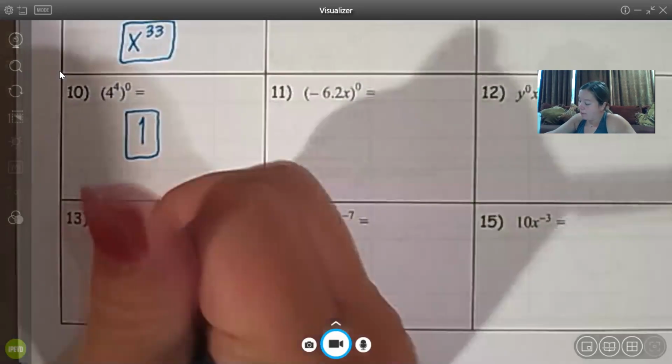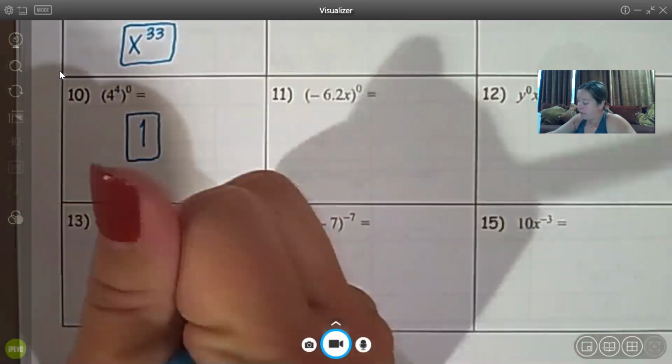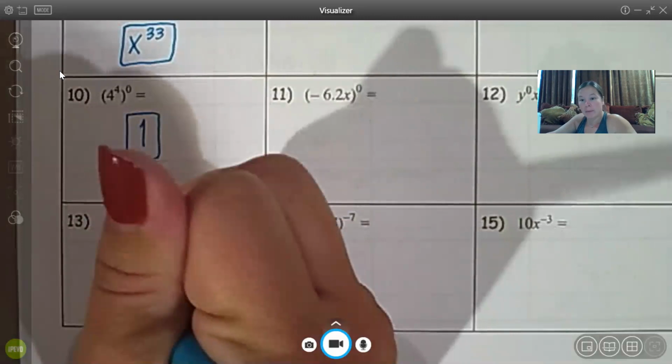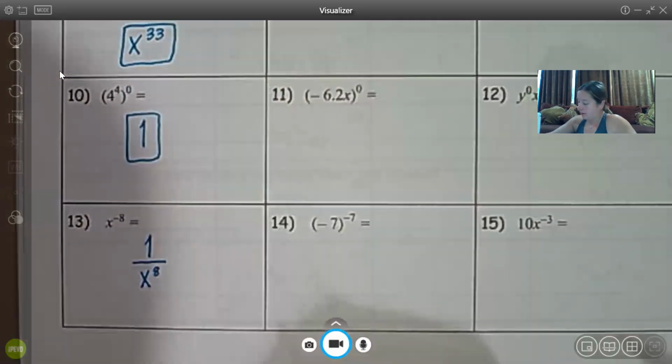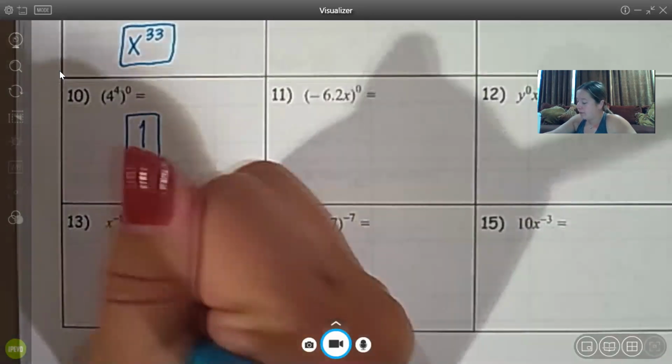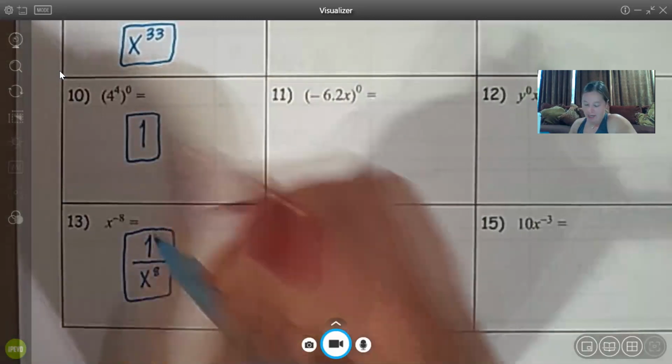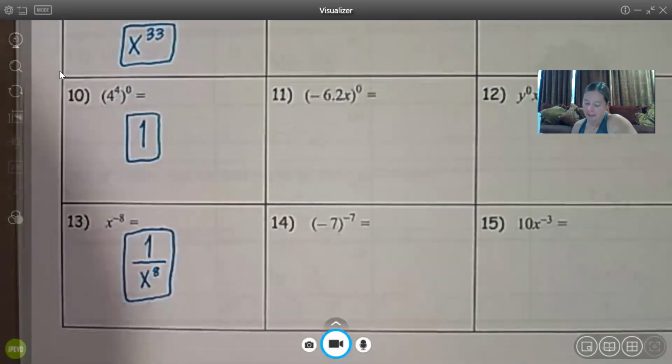And since there's no number on top when we move it to the bottom of the fraction, we put 1 as our placeholder. Okay. And that's showing all of my work. I moved it to the bottom, and that 8th power became positive. That exponent became positive. You should be able to do the other 2 problems in this row.